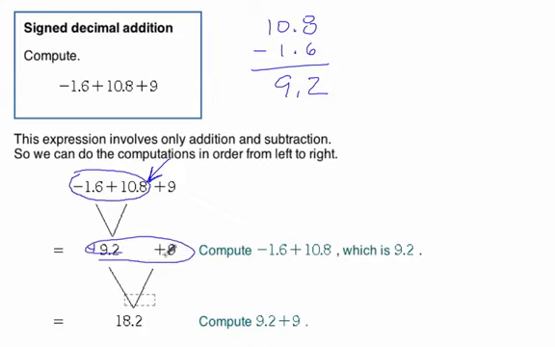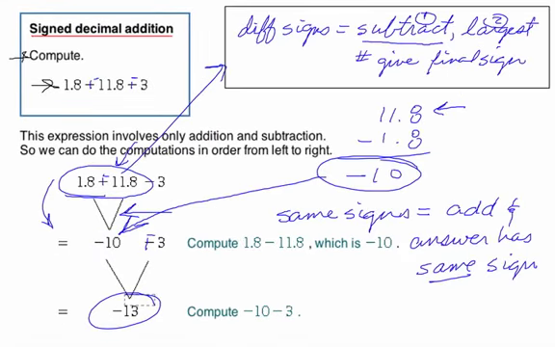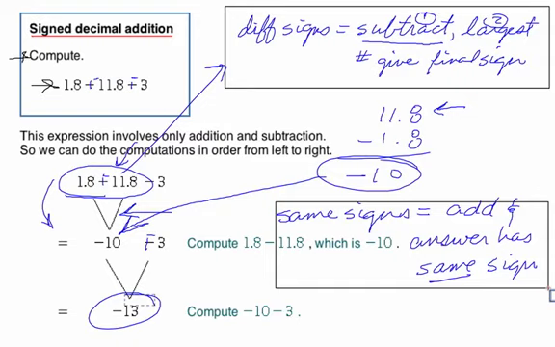Next step, we just add these two together. That gives 18.2 as our final answer. So that's all there is to it. If you remember these two rules and you put them in your notebook, memorize them, then they'll serve you really well.